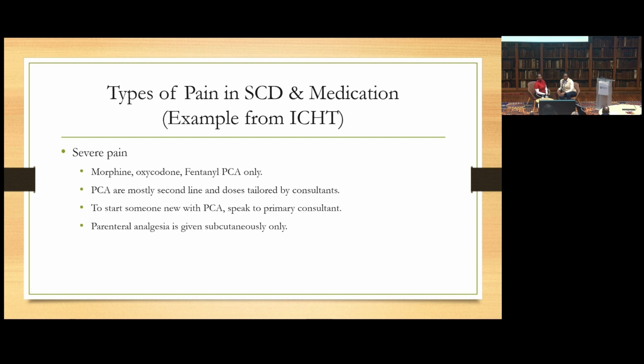For severe pain at Imperial, we use morphine, oxycodone, fentanyl, and PCA. We do not use diamorphine as it has been stopped in Hammersmith. PCA is mostly second line, and it is tailored by the consultant to suit the patient. In order to start PCA, we have to speak to the primary consultant to get approval and also to get the dose. And parenteral PCA in Hammersmith is given subcut, not IV.